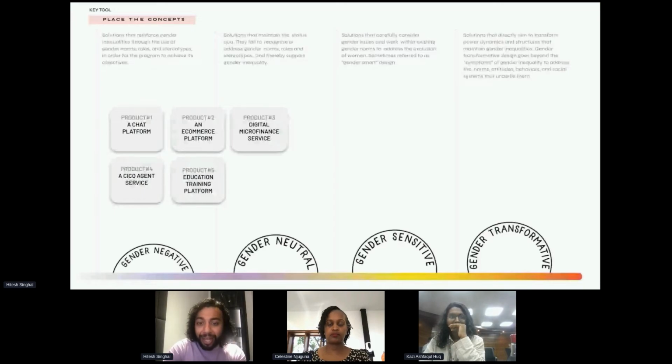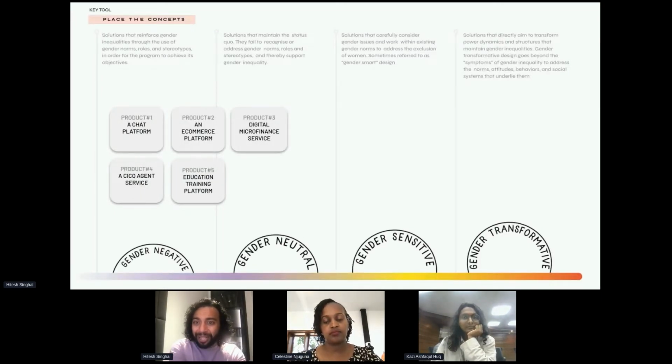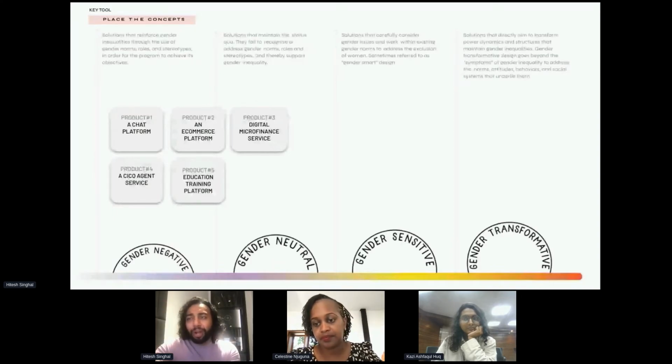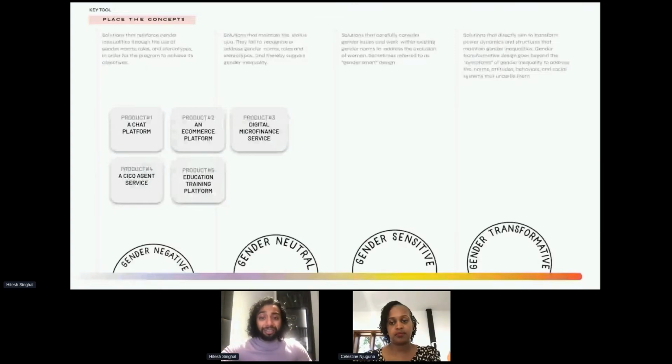So we have an activity lined up for us that we will go into breakout rooms and do together. I think we have 20 minutes left. We'll go into breakouts, and we have put out some products and digital solutions that exist out in the market right now: a chat platform, an e-commerce platform, a microfinance service, or a Kiko agent. We want all of you in breakout rooms to discuss how you can make a chat platform gender transformative. You might ask, how can a chat platform be gender transformative? The answer is yes, it can be.